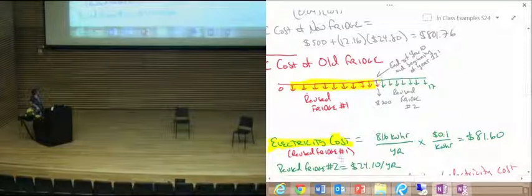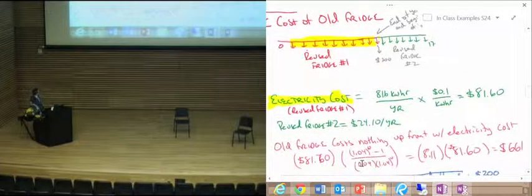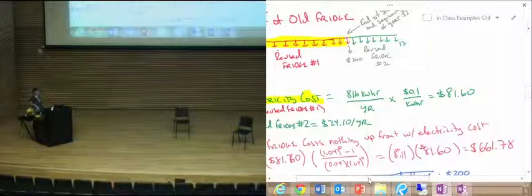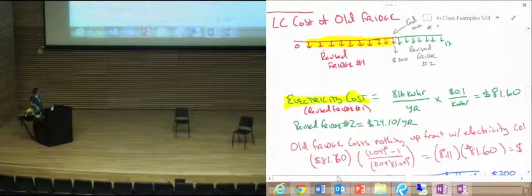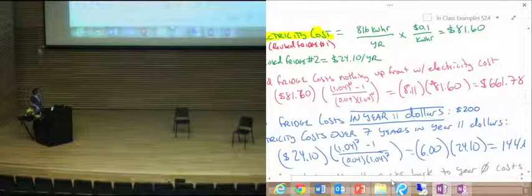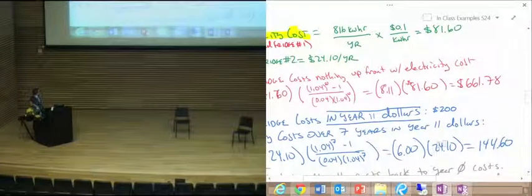We already saw for the last 7 years, it's going to be $24.10. Here's the 10 years of payments at 4% with $81.60 per year. That gets you about $662 of electricity payments in the first 10 years. Then we are paying $200 in year 11, but we want to figure out what the payments after year 11 are. So those 7 years of $24 payments per year has an annuity factor of 6.